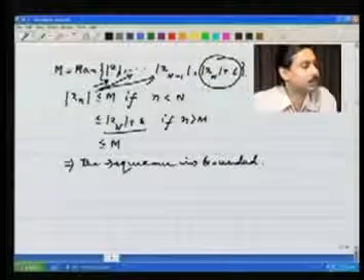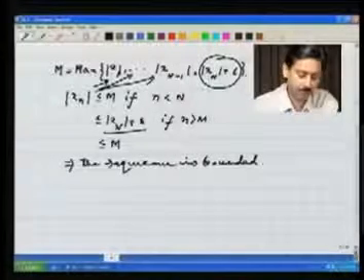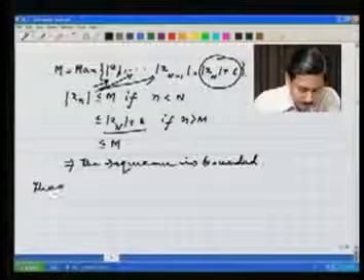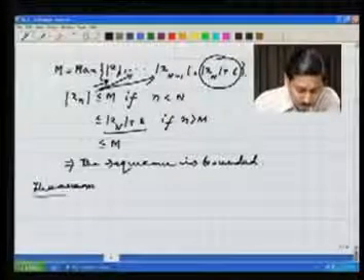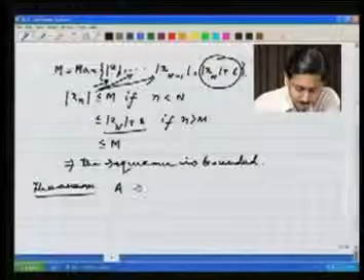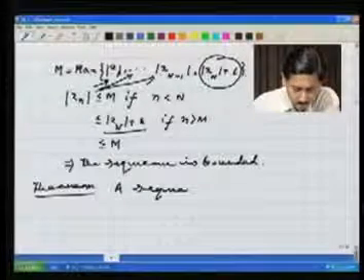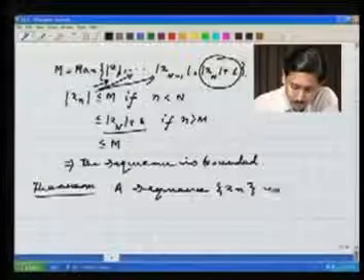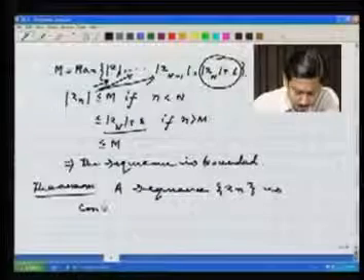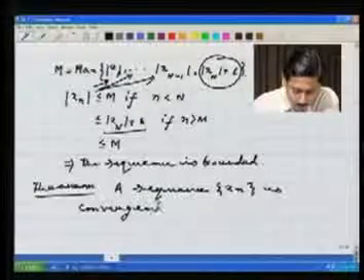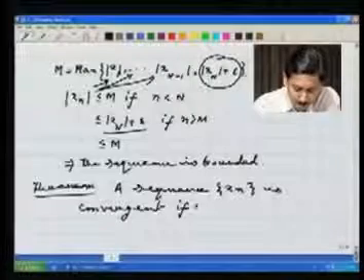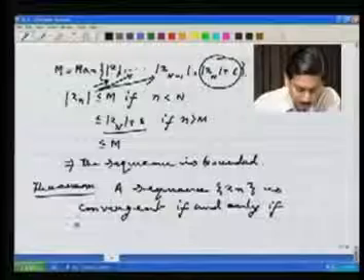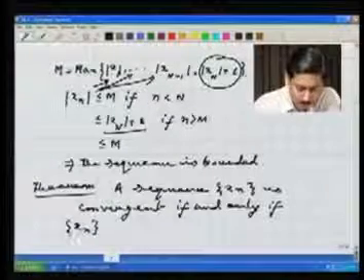And now I am in a position to prove the final result. That is a celebrated theorem of analysis. The theorem says: a sequence xn is convergent if and only if xn is a Cauchy sequence.